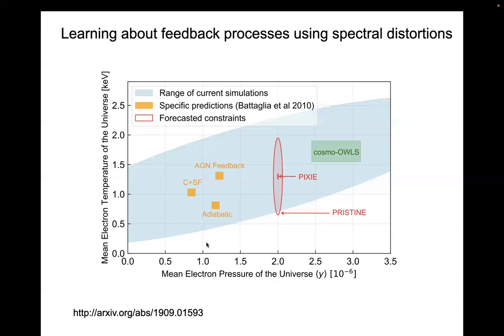And here this is highlighted in a nice figure that just shows you the range of the parameter space that is currently covered by different simulations. And what PIXIE, or here Pristine, as another experiment that was proposed to ESA, could do to tighten these limits incredibly. So we would really learn about feedback processes and the structure formation process using these distortion signals.